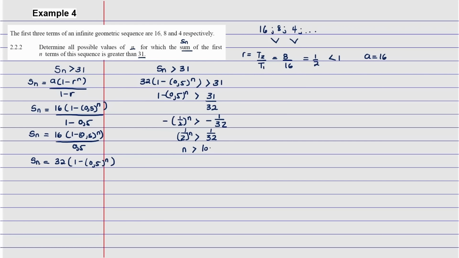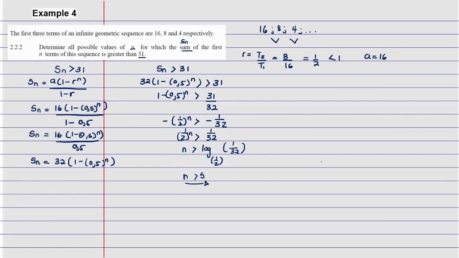This is going to be log, and remember, here comes the base, and the base is 1 over 2, of 1 over 32. So you punch that into the calculator, and you get that n is greater than 5. That's going to be your final answer: n is greater than 5.